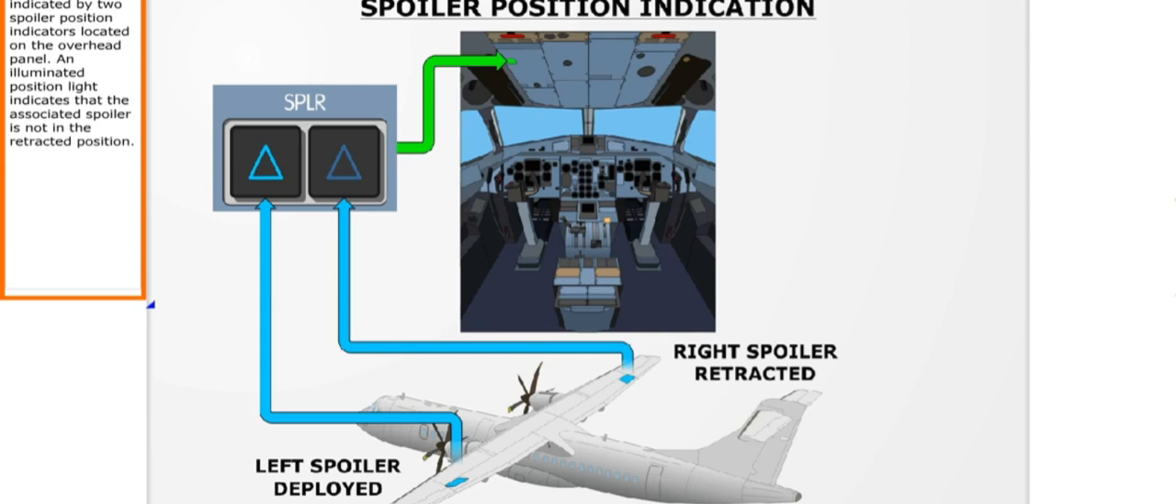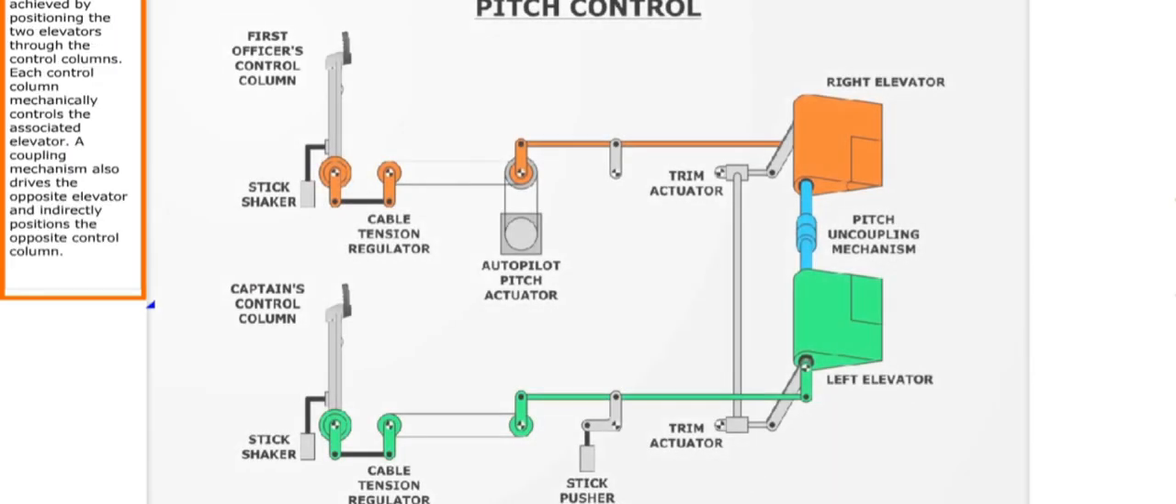Spoiler position is indicated by two spoiler position indicators located on the overhead panel. An illuminated position light indicates that the associated spoiler is not in the retracted position. Pitch control is achieved by positioning the two elevators through the control columns. Each control column mechanically controls the associated elevator.